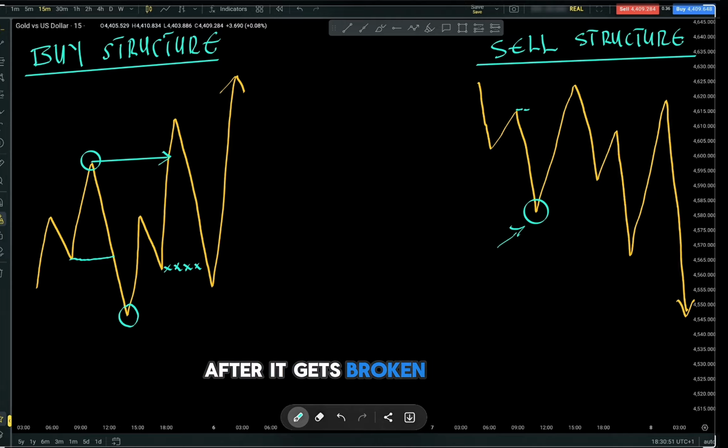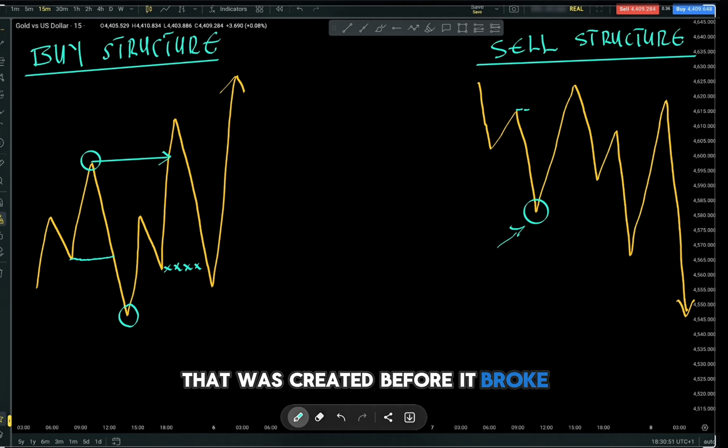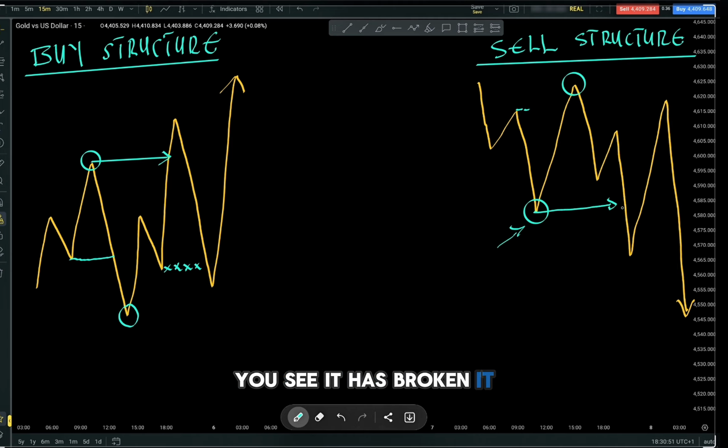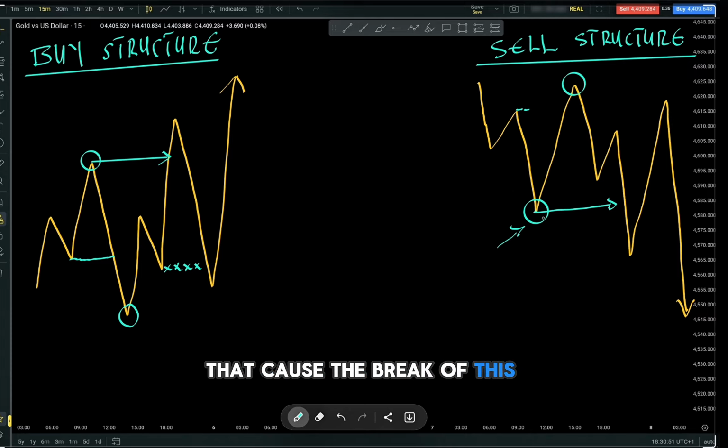After it gets broken, we will identify the highest high that was created before it broke. This is the highest high that was created. Now you trace price until it breaks it. You see, it has broken it. The liquidity is the high that caused the break of this major low. In this case, it is this place. This is the liquidity. You have to wait. Market will travel back into that place, take out the liquidity, and then from this point in time, it's going to travel all the way down.